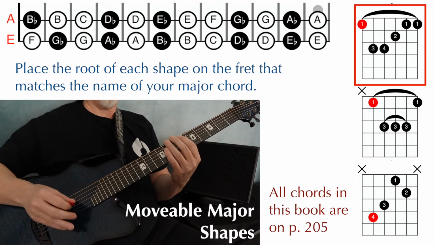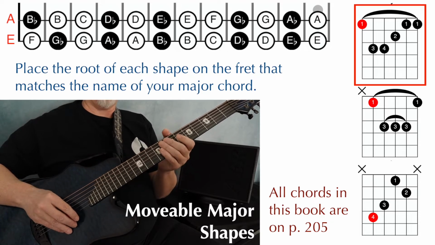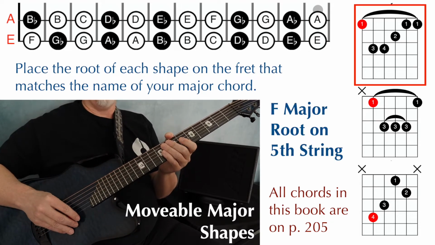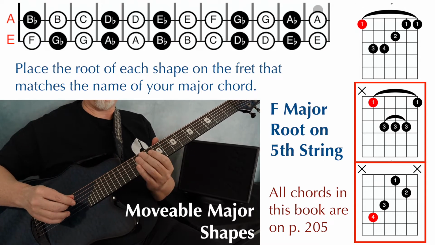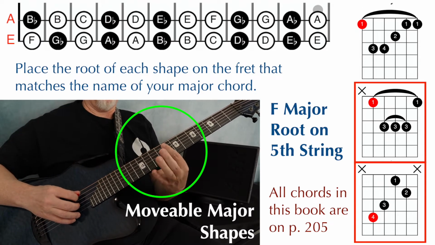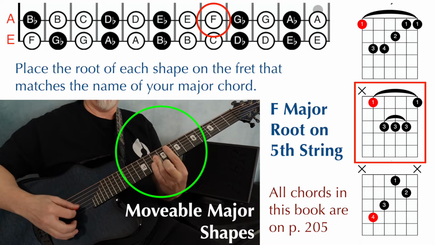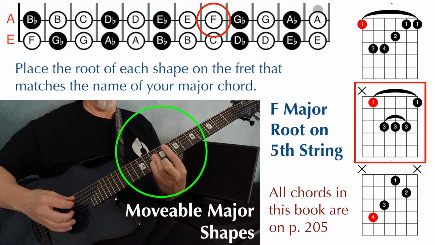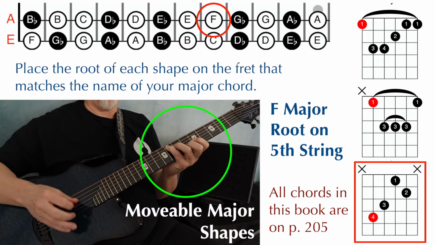You'll use this same concept to navigate 5th string root chords as well. So if you wanted to play, say, an F major chord with the root on the 5th string, you would take one of these 5th string shapes and move it so that the root of that chord lands on the F on string 5, fret 8. So you could play it like that, or you could play it like this. Those are both F major chords.